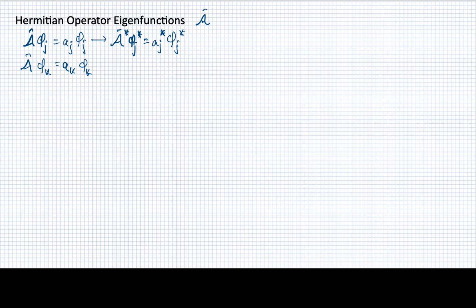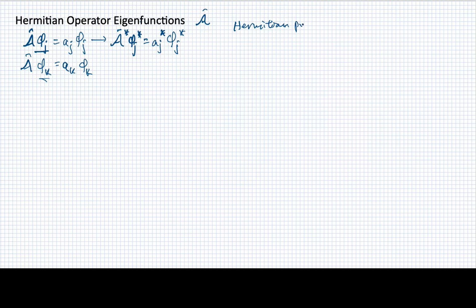And I want to combine these in such a way that it will give me some idea about the relationship between the eigenfunctions phi sub j and phi sub k. So how would I do this? Well, one way might be to make use of the Hermitian property in the following way. So I'm going to indicate that over here.